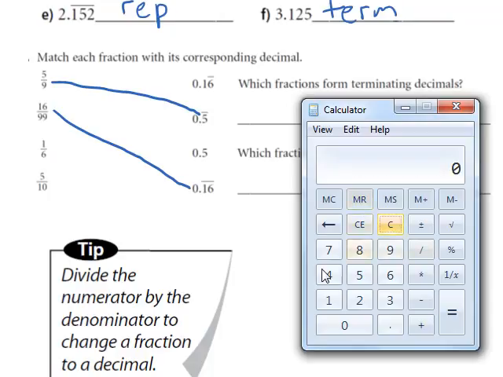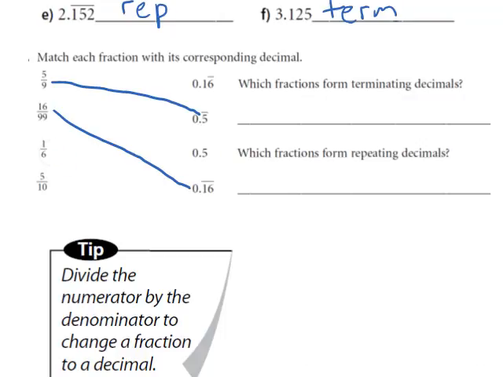Okay, and the next one, 1/6. This one we may want to use our calculator for again. 1 divided by 6 equals 0.166666. So that one is the one that goes right there. The last one, 5/10, we don't need a calculator for. 0.5, 5/10. Okay, so this is repeating, this is repeating, this is terminating, this is repeating.